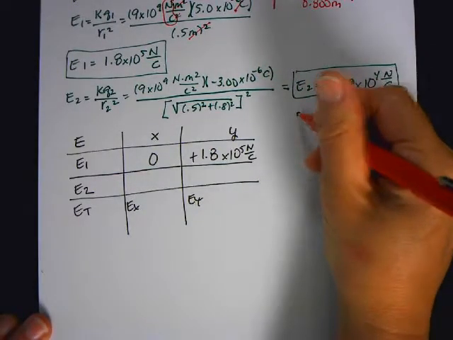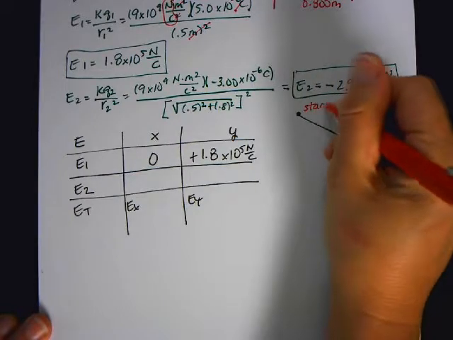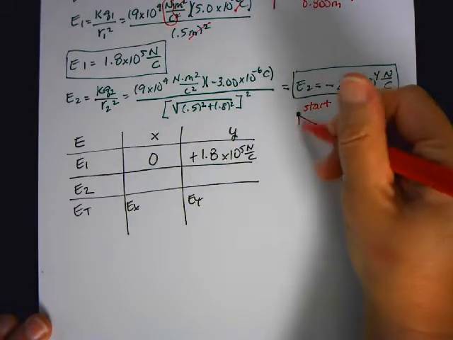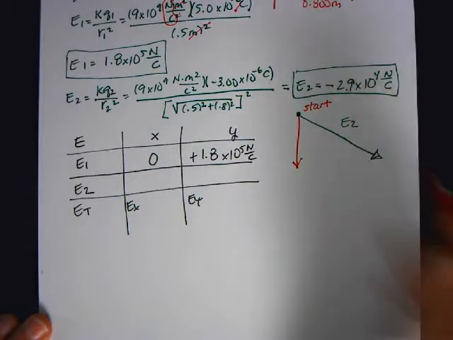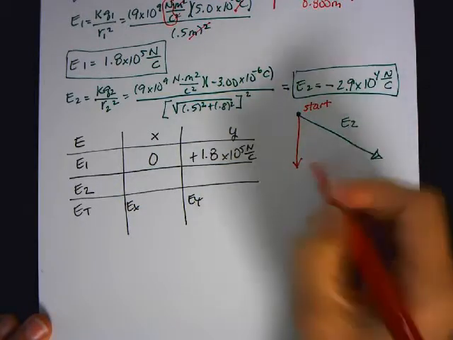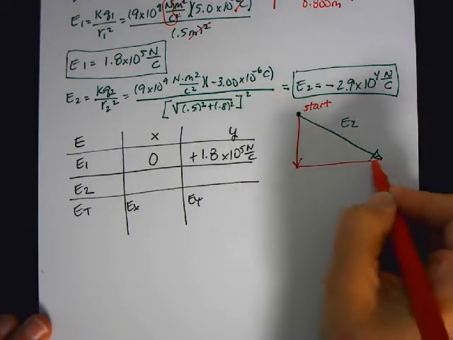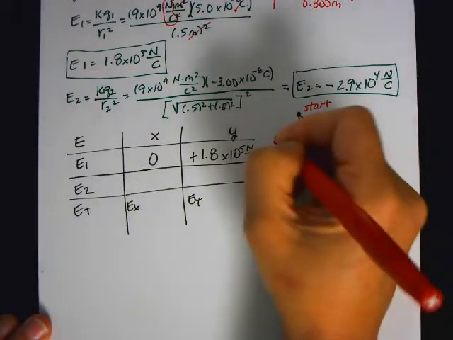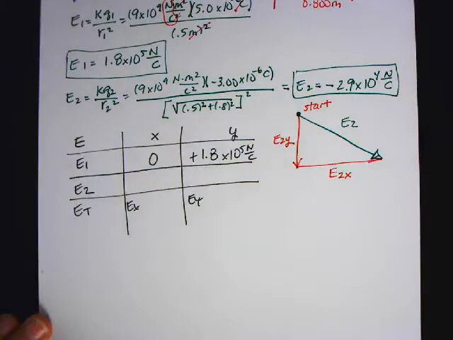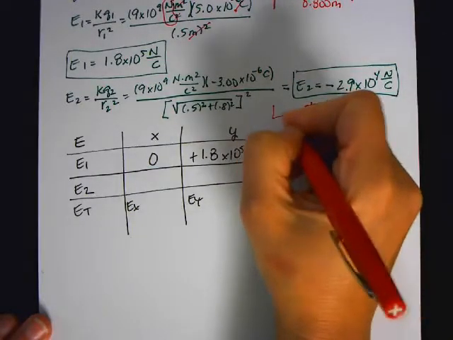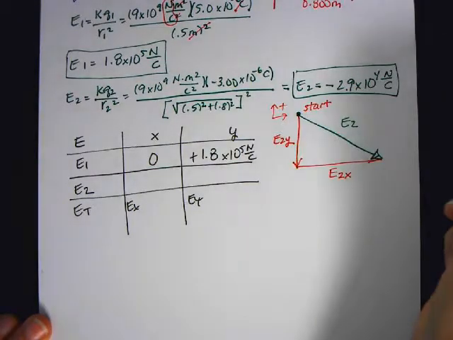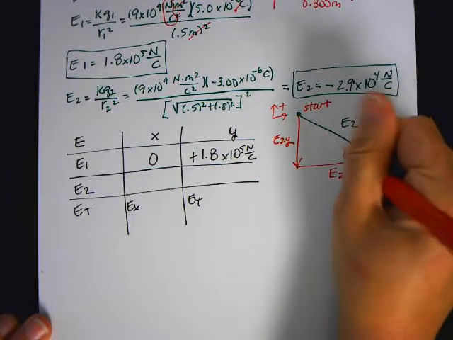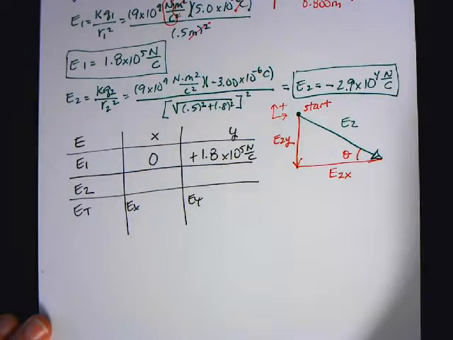and remember, this is where I start. So this is, I go straight down. This is vector resolution. From the head of this vector, I do the tail of the other. So this is E2x, and this is E2y. And remember, I'm going to use my same sign convention that up and to the right is positive. Okay? Now, how do I find this angle here, theta?